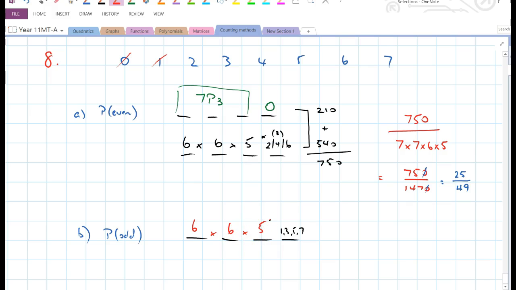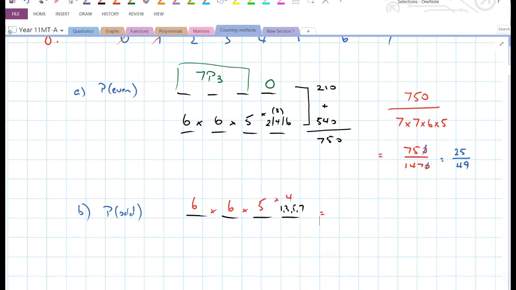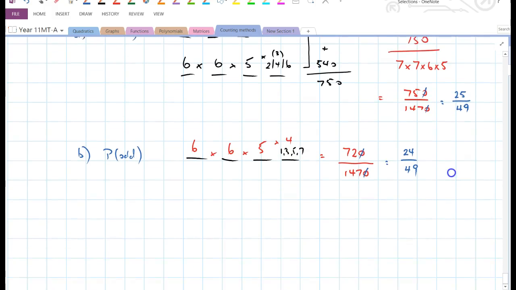And now 6 by 6 by 5 by 1, 3, 5 by 4 equals 6 by 6 by 5 by 4, and I get 720 over 1470. So again, doing some simplifying, I'll pause here. We get 24 over 49 once we've divided by 3, and that's the probability for B.